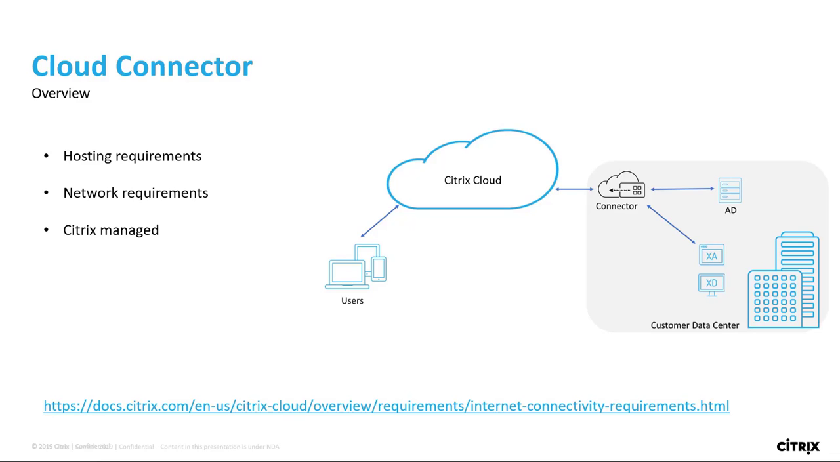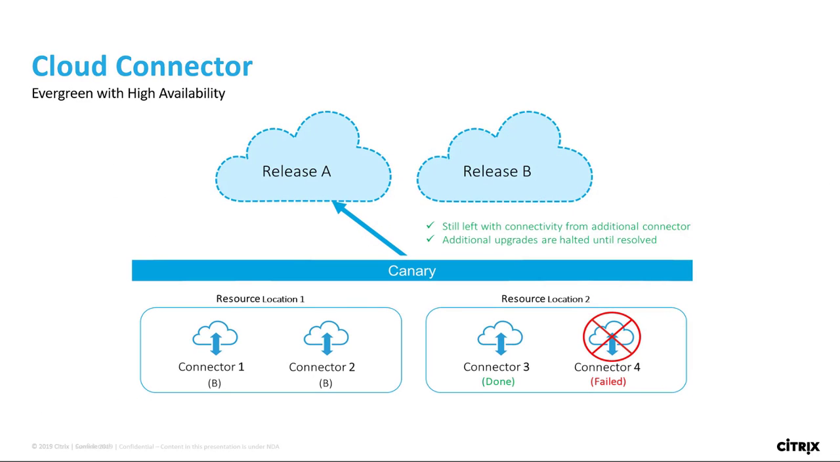But the actual services running on that virtual machine are managed by Citrix, and they're evergreen. So we manage the upgrade of those services, and we do it through what's called a canary process. This is one of the main reasons, one of several actually, that we ask you to install multiple connectors. Those multiple connectors provide high availability, and particularly when we're upgrading a connector, we'll do one at a time, and we'll verify that if for any reason a connector fails to come back up, the upgrade process stops. The administrator is notified, so it really mitigates the risk of any loss of connectivity.